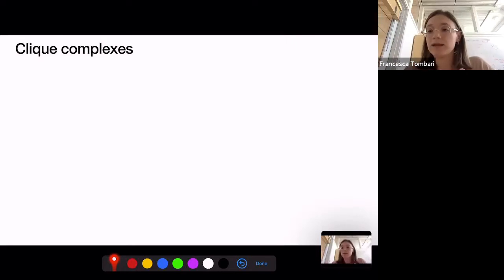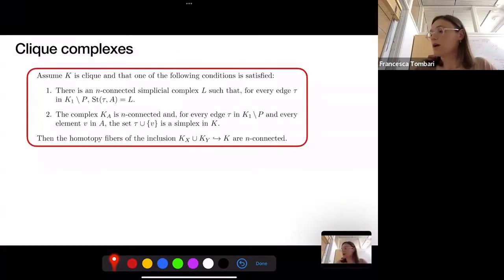Namely, no empty simplices are allowed. So there are not going to be empty triangles, no empty tetrahedra, etc. We can say something more specific in the context of clique complexes. For example, the following theorem.